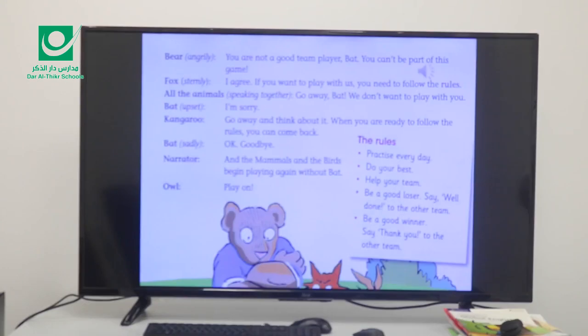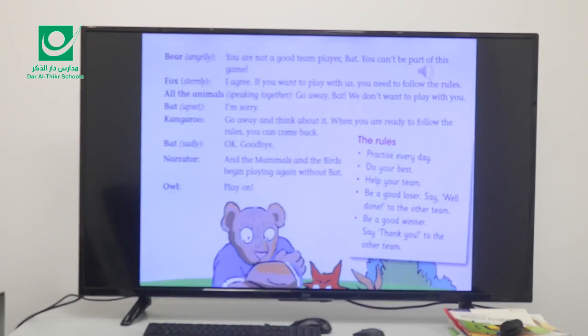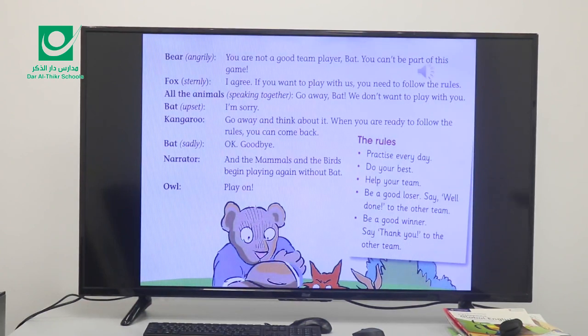When you're ready to follow the rules, you can come back. Okay. Goodbye. And the mammals and the birds begin playing again without Bat. Play on. The rules. Practice every day. Do your best. Help your team. Be a good loser. Say, well done, to the other team. Be a good winner. Say, thank you, to the other team.